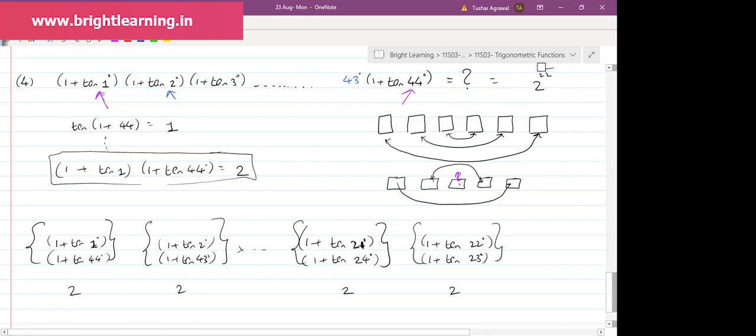44 brackets, yes sir. They form pairs, 22 pairs, and the product of one pair is 2. So 22 such pairs, 2 into 2 into 2, 22 times. So the product will be 2 raised to 22.